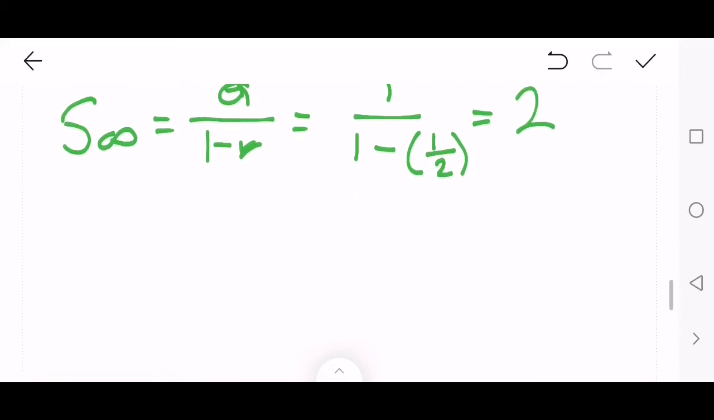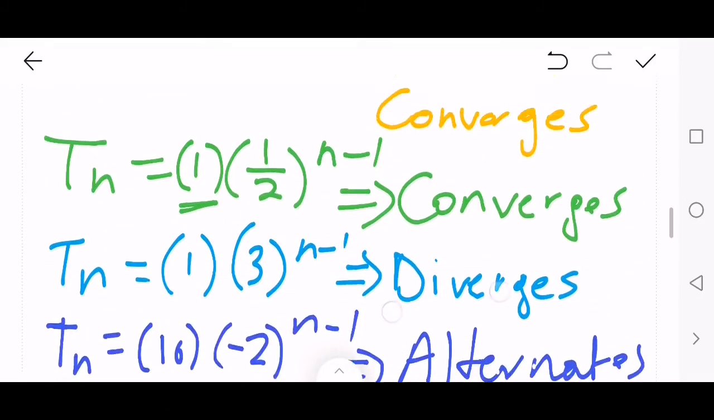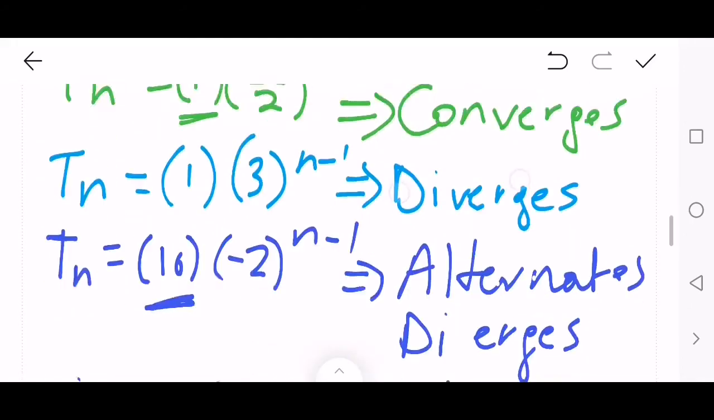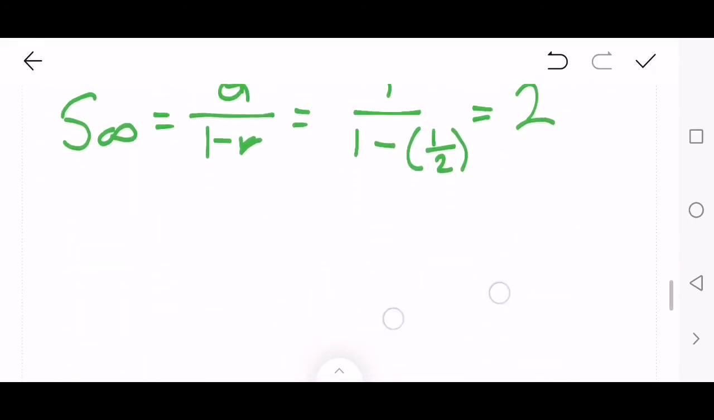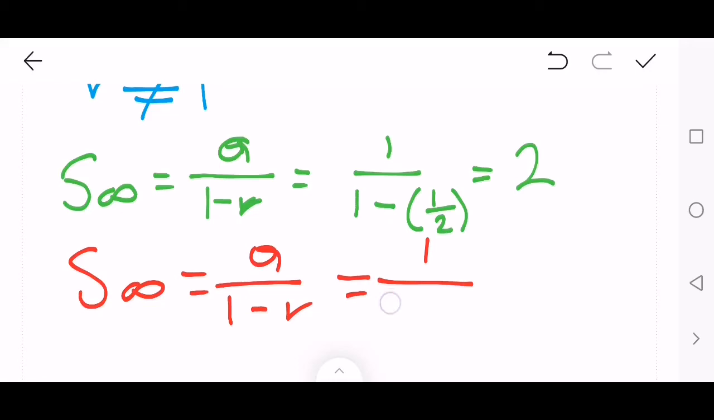Let us calculate the sum to infinity for the sequence that has a constant ratio of -2. The sum to infinity equals a over 1 minus r, and that is 1 over 1 minus -2, and the answer here will be 1/3.